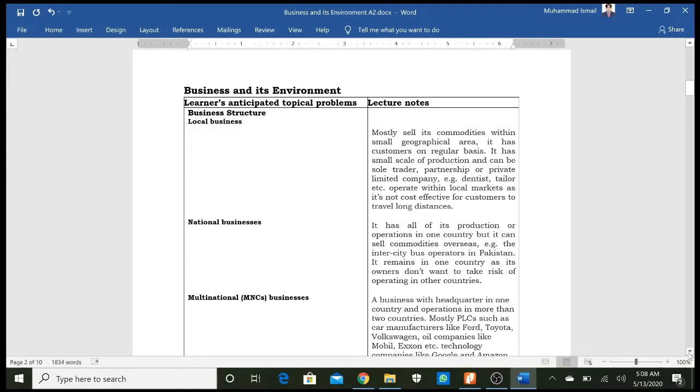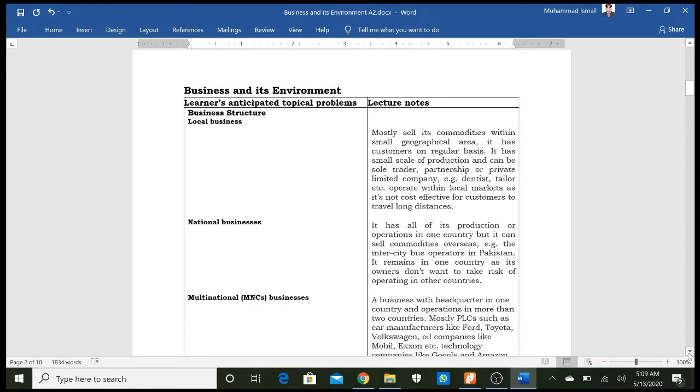Business and its environment, business structure. Under this business structure, today we will only try to focus on local businesses, national businesses, multinational businesses. So, what are local businesses? Now, the word local means definitely these will be very small businesses, and area wise too, these will be localized, these will be in a certain area.